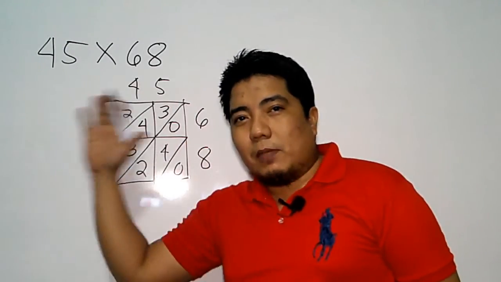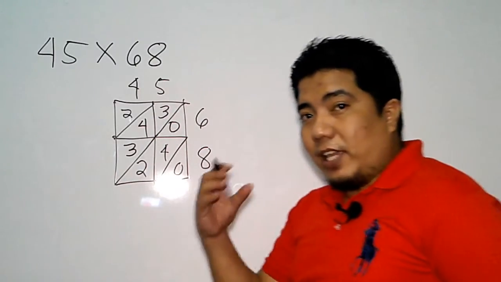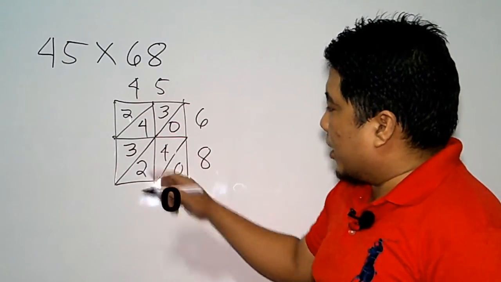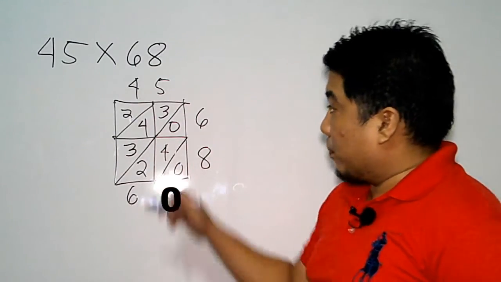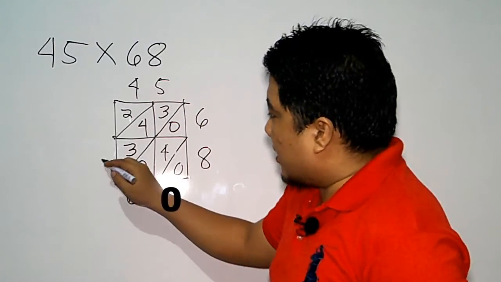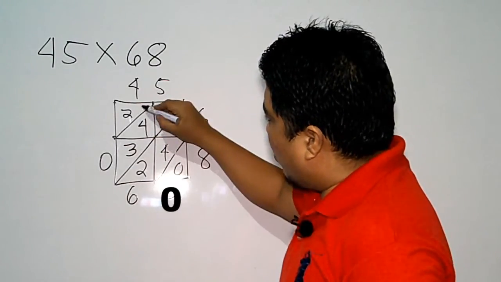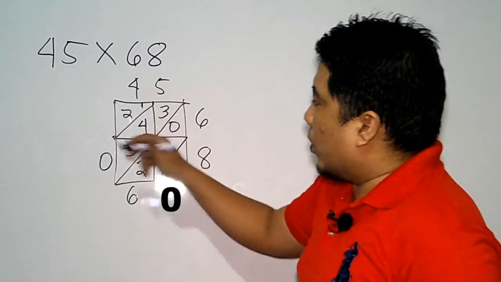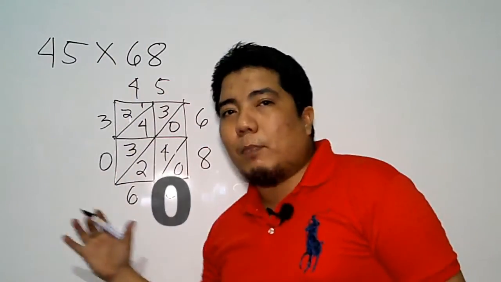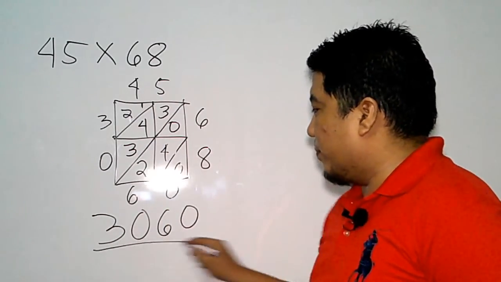So when your table is complete, what we will do is we just simplify each diagonal. So this is the first diagonal, 0. 0 plus 4 plus 2, that gives us 6. We have 3 plus 4, that is 7. 7 plus 3, and that is 10. So since that is 2 digit, what we will do is we put 0 here and we carry the 1 there. So 2 plus 1, that is 3. So if we assemble our answer, the final answer is 3060.